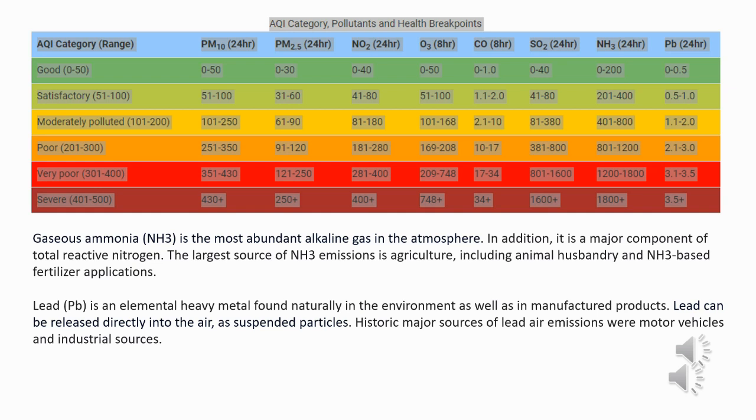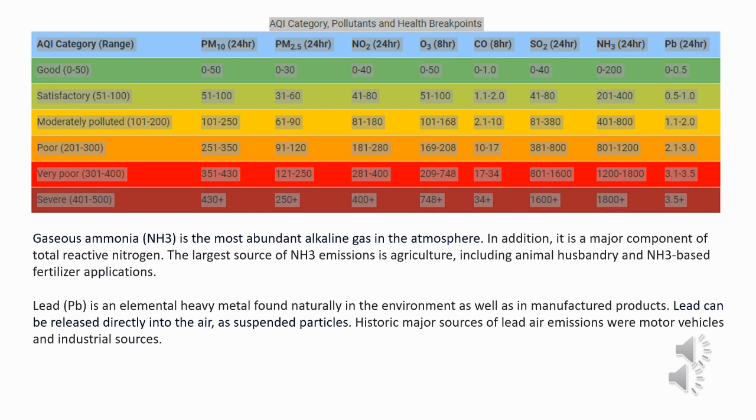In the same manner, PM 2.5 from 0 to 30 is good, NO2 0 to 40 is good, O3 0 to 50 is good, CO 0 to 1 is good, SO2 0 to 40 is good, ammonia 0 to 200 is good, and Pb, the heavy metal, 0 to 0.5 is good.